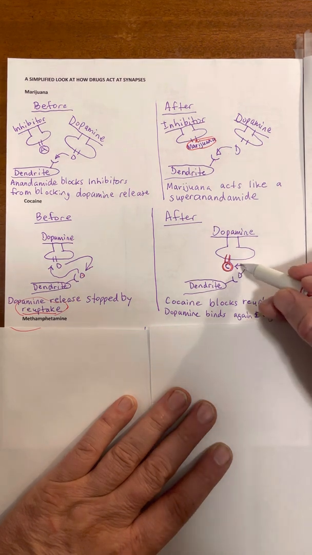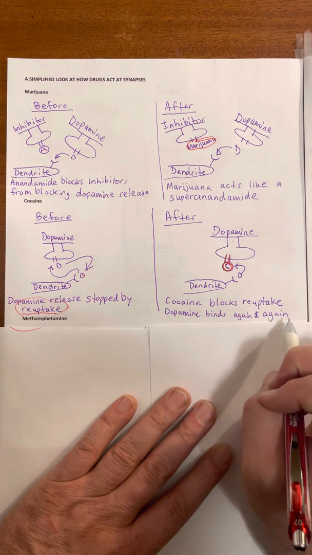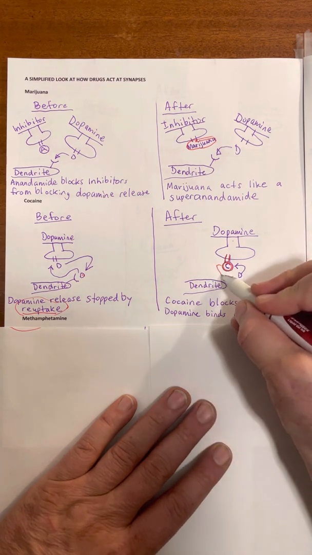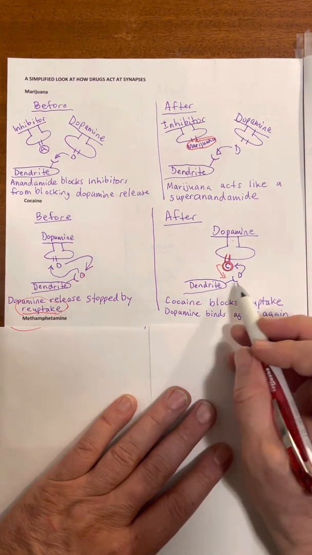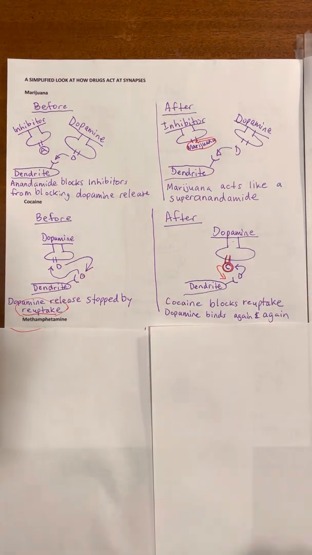Because the dopamine molecule can't get back into the neuron, it's going to bind again and again to the dendritic receptor that it's been stimulating. And that's what's causing that continued feeling of exuberance, euphoria, stimulation.